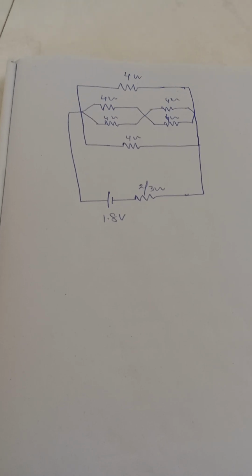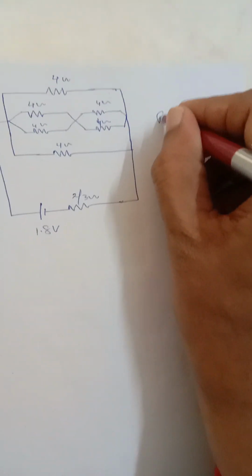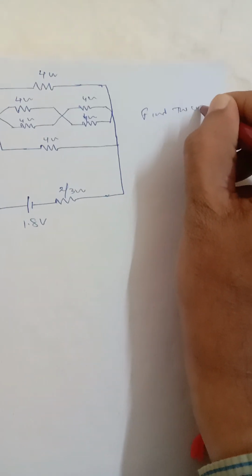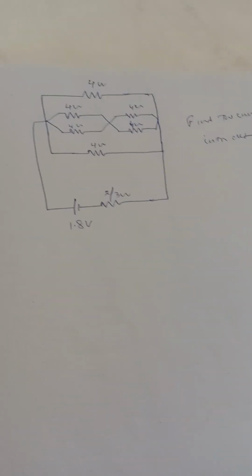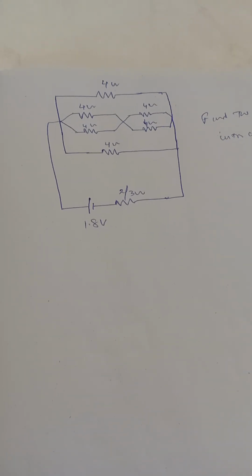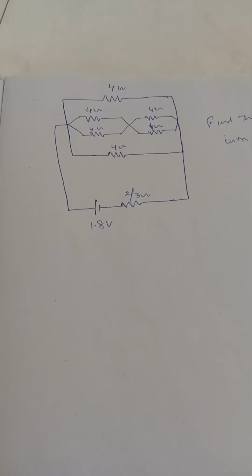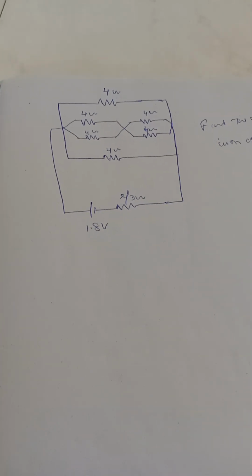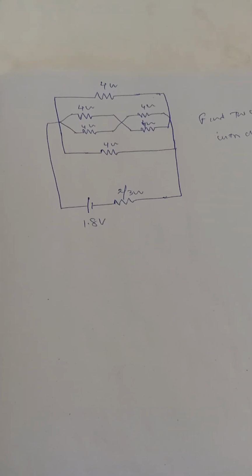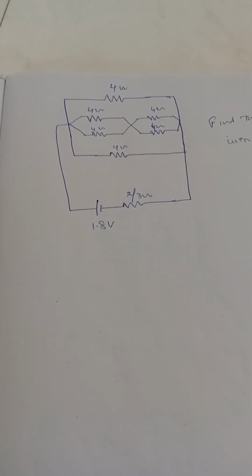Now we have to find out the current in this circuit. The problem is to find the current in the circuit. By seeing the circuit diagram itself, we have to analyze which resistors are in parallel and which are in series, and ultimately draw one or two equivalent circuits so that you can solve the problem easily.